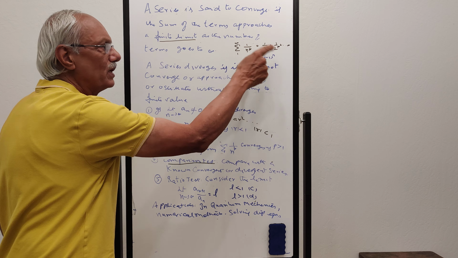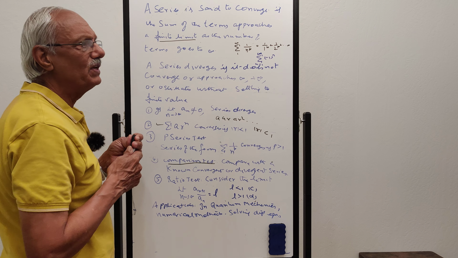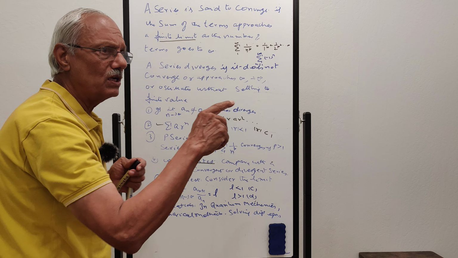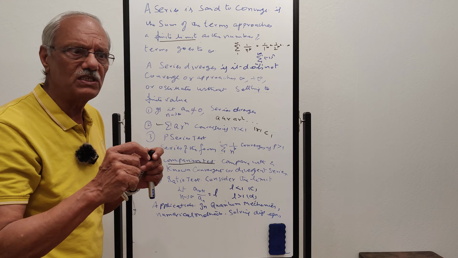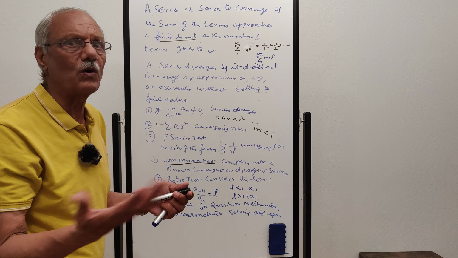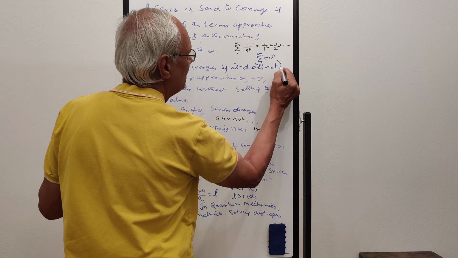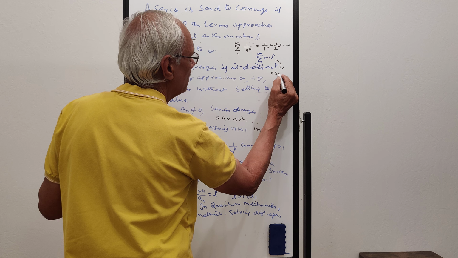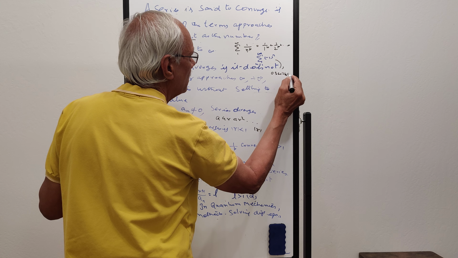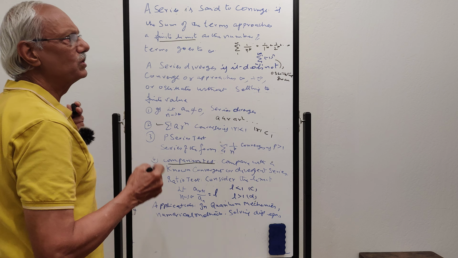Therefore, this is called an oscillating series. If a series does not converge, it either diverges or sometimes becomes an oscillating series like this. This is an oscillating series.